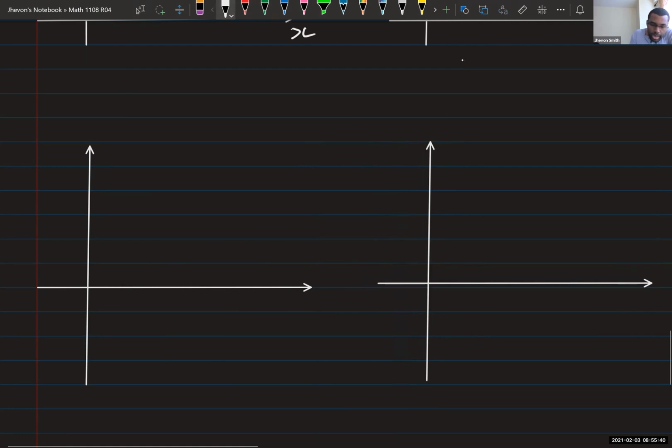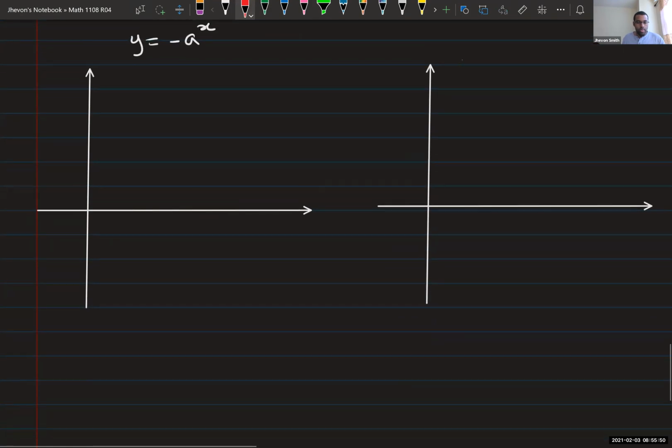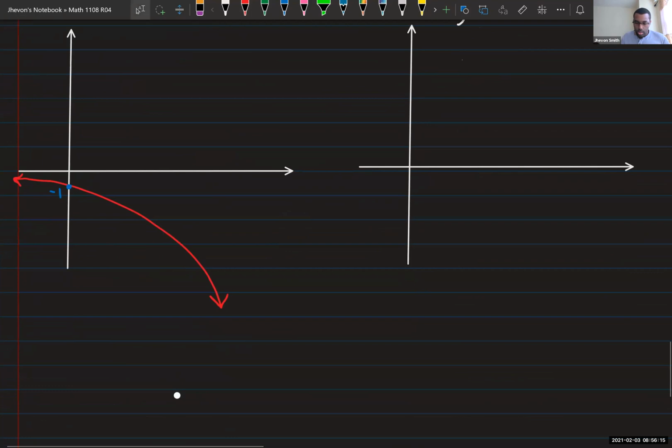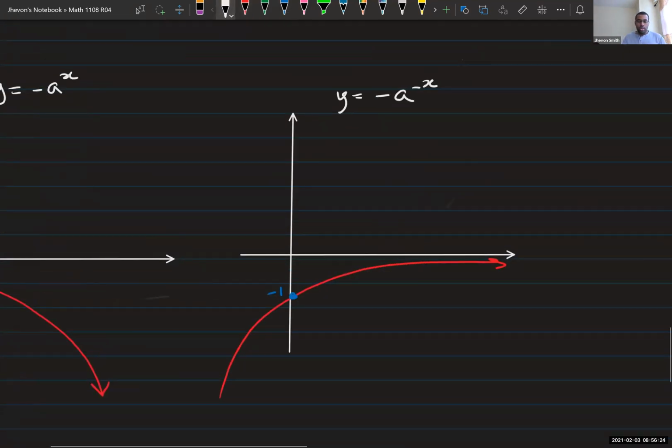If I were to put a negative on the base, you should know that that flips a graph upside down. It reflects it in the horizontal axis. So we'll actually go like that, and we'll pass through -1. And if I were to do something like y equals -a to the minus x, that is going to flip this one upside down. So it's going to look like that. This will be -1. Obviously not drawn to scale.